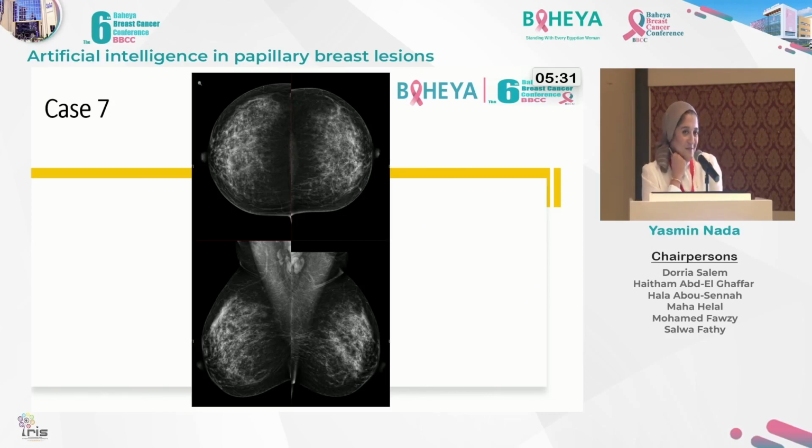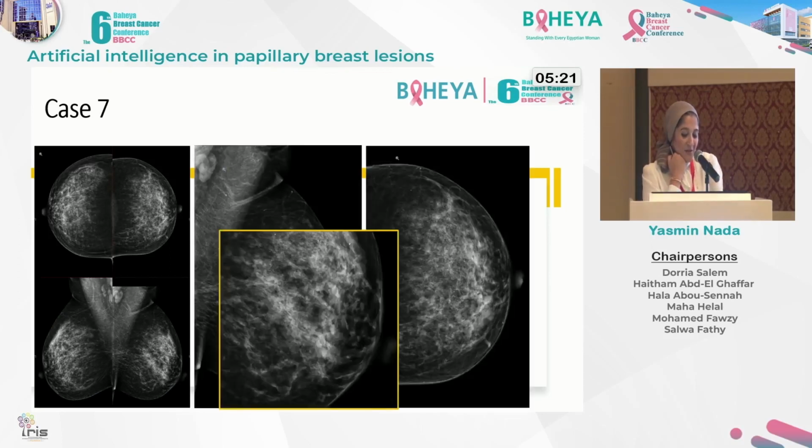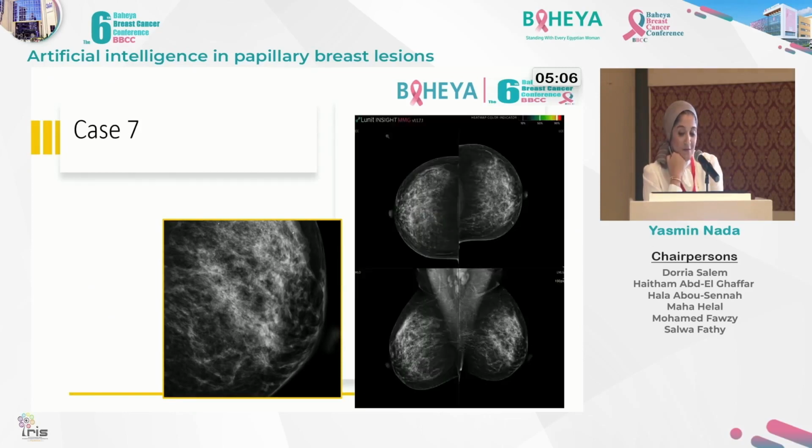Right or left? Left, right? Left? Okay. If there is an asymmetry seen here, have you seen it? The asymmetry? Okay, let's see the AI. Is it suspicious or benign? Suspicious, right? For you, is it suspicious? Okay, let's see the AI. No marking. Okay, and the pathology, what did it come out to be?